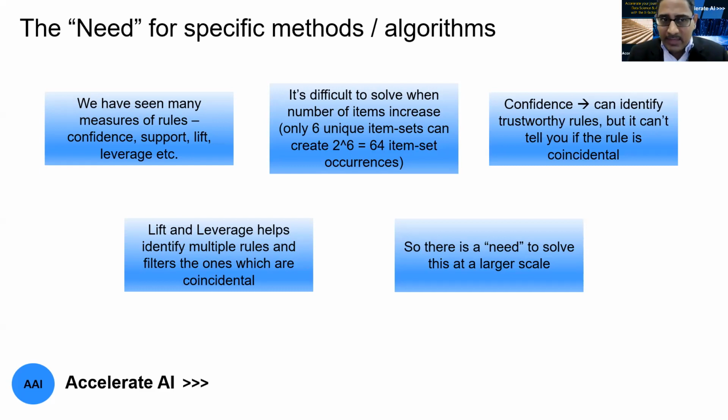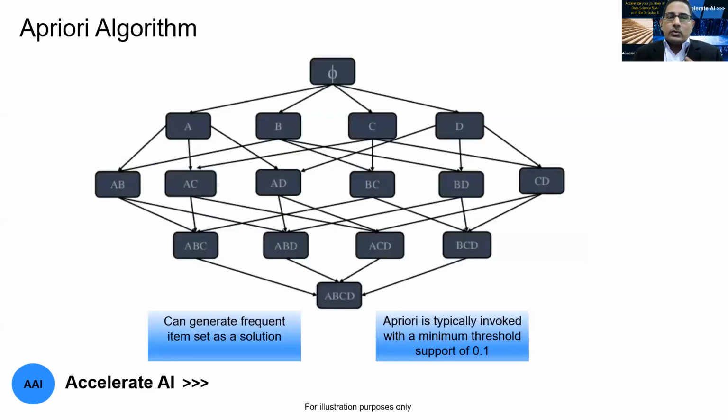That's why we have that. And another aspect is when we look at something like confidence, it can identify trustworthy rules, but it cannot tell you if the rule is coincidental. So we need to understand where it is related and where it is coincidental. From all those factors, it's important to go into an algorithm.